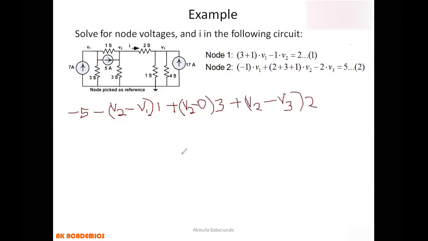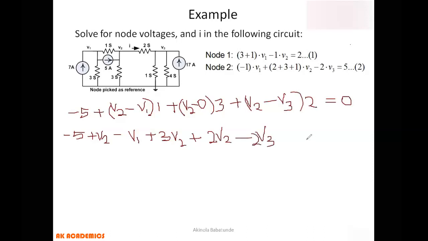If you add all of these together, this should be equal to 0. By the way, I think this is supposed to be plus, right? Yeah, this is supposed to be plus. Can you see that? Minus 5 plus V2 minus V1 plus 3V2 plus 2V2 and then minus 2V3 equal to 0.